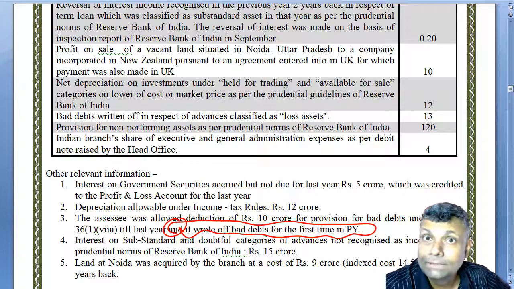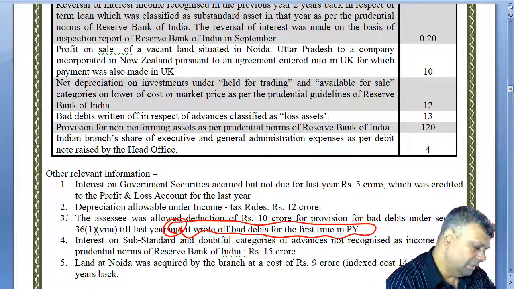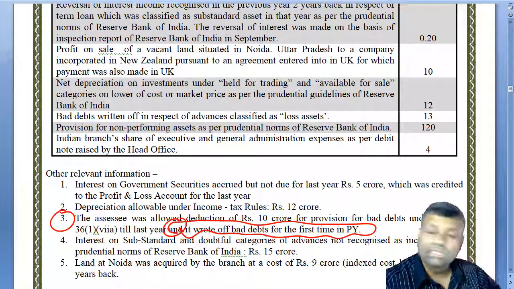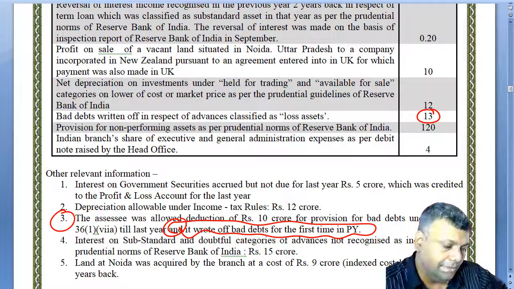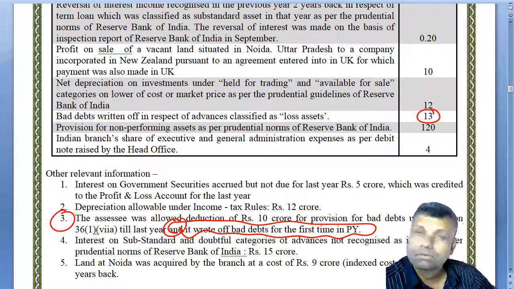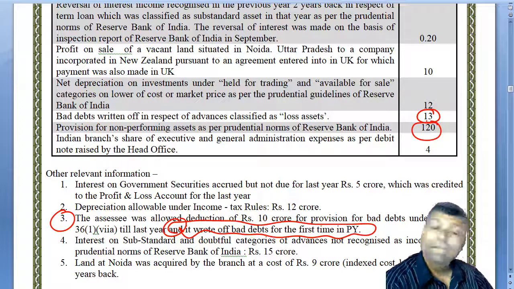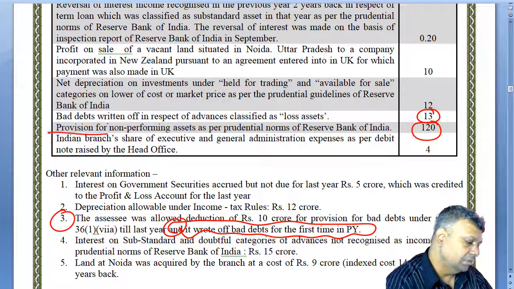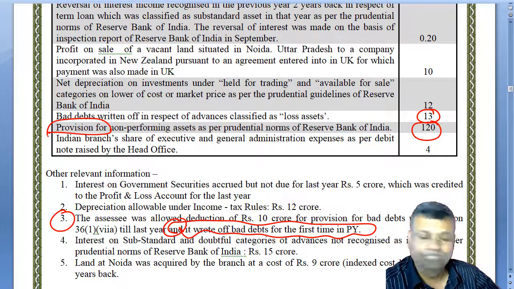Have you understood that? Okay, so we will use it, but generally these calculations are always done at the end. So this point is linked with your 13, which is your actual bad debts. And this 120, anyway you don't get the deduction because it is only the provisions. So provisions you are not given a deduction. So both the points together will be taken care of.